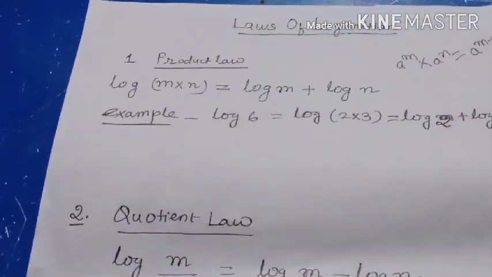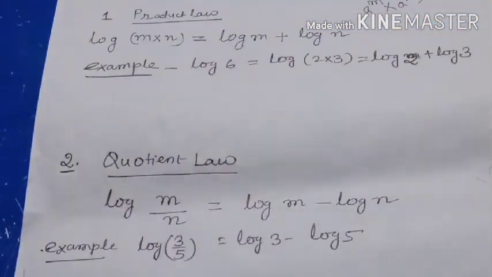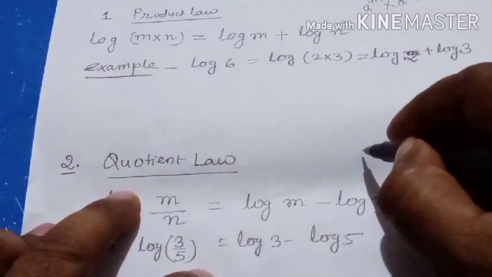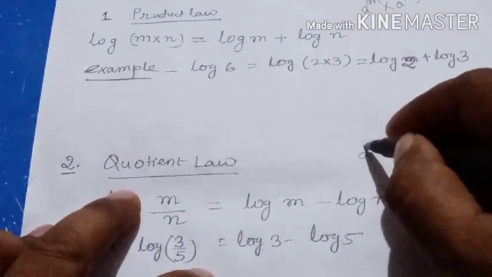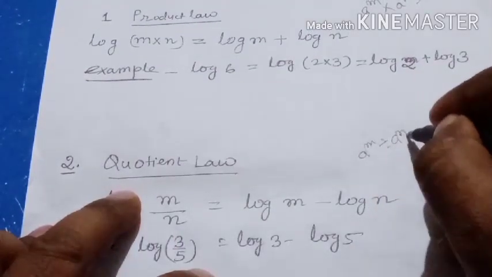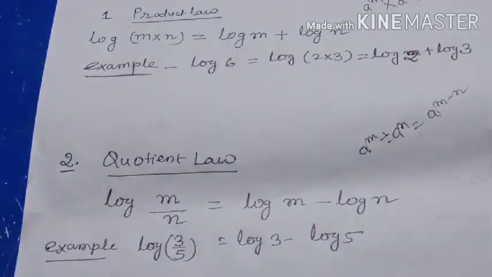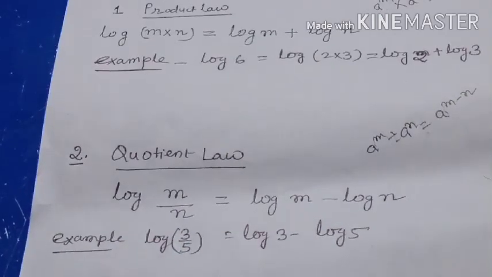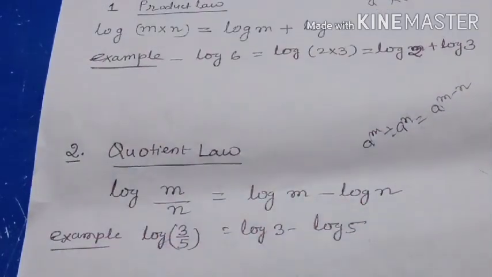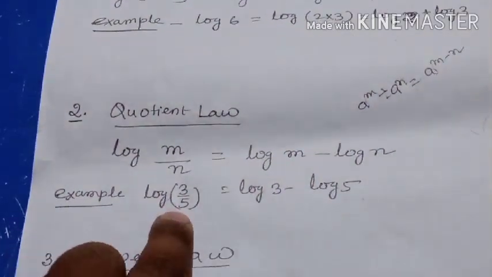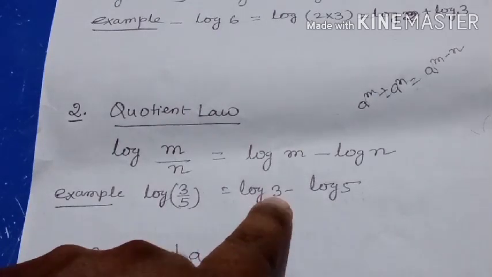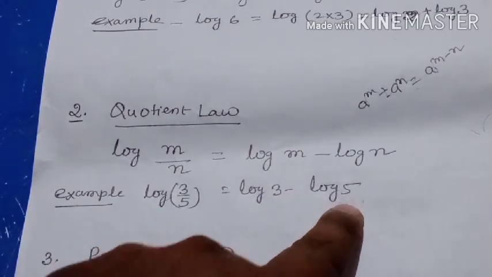The second law is known as the quotient law. In indices, we have read that a power m divided by a power n can be represented as a power m minus n. There, the powers were subtracted. So here log m by n can be represented as log m minus log n. For example, if log 3 by 5 is there, it can be written as log 3 minus log 5.